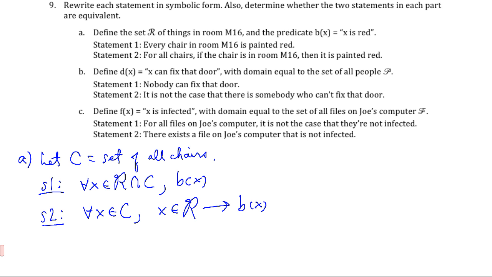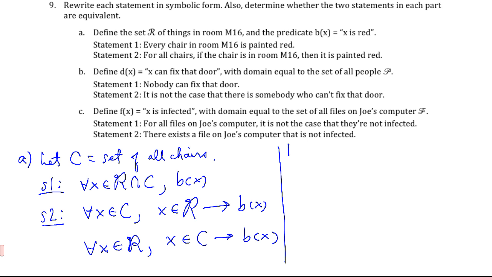There's a number of different ways you can write this sort of statement. Another thing you could say is that for all X's in the room, if X is a chair, then B of X. So there's a number of ways you could write this, and it's really all the same thing, saying that all the chairs in that room are red.